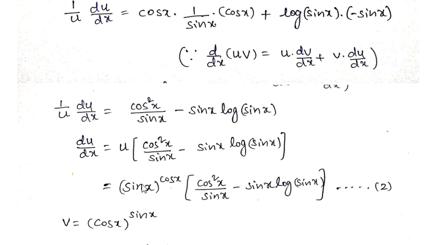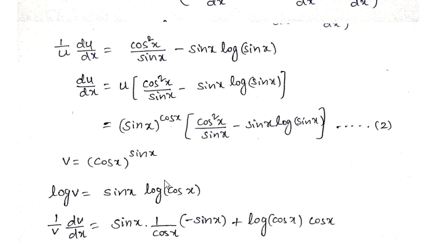And let us consider the second term, that is v is equal to (cos x)^(sin x). When you apply log here, log v is equal to sin x log cos x. So when you apply differentiation on both sides, it is 1 by v dv by dx, as discussed in the previous steps, and once again it is in the form of uv. So u means sin x, and it is 1 by cos x, and cos x differentiation is minus sin x, plus v, log cos x is v, and differentiation of u, differentiation of sin x is cos x.